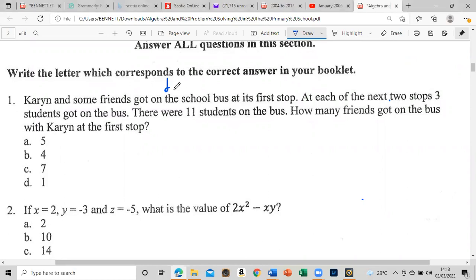We're gonna look at a few multiple choice questions. I'm encouraging you guys to go ahead and try the questions. Write the letter which corresponds to the correct answer in your booklet.